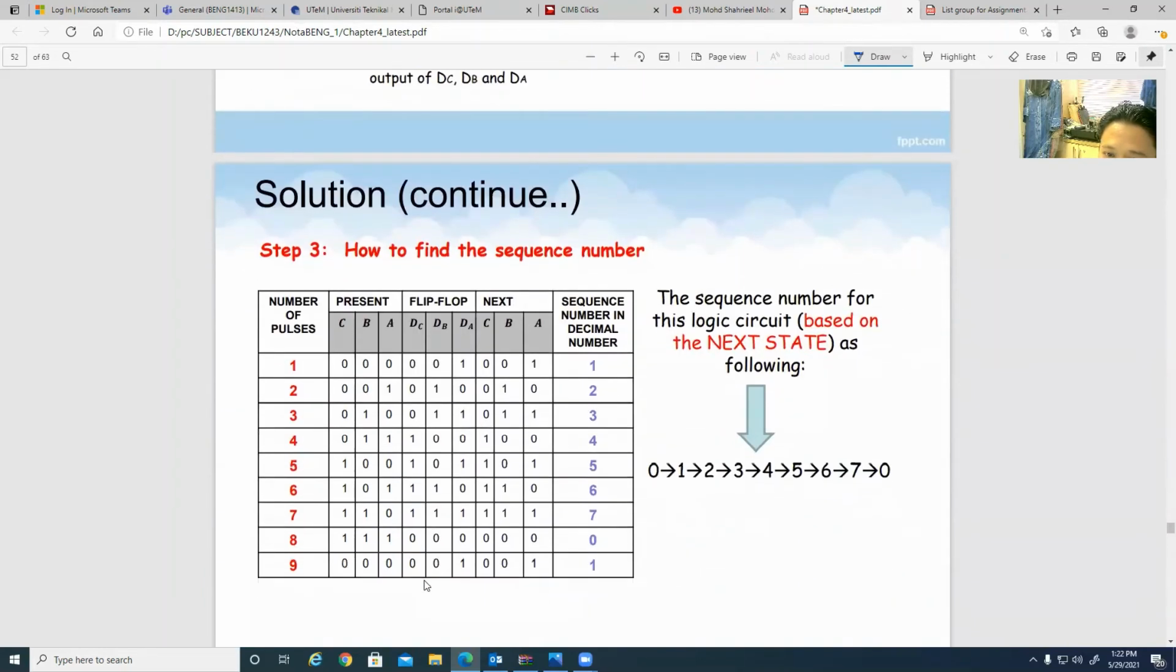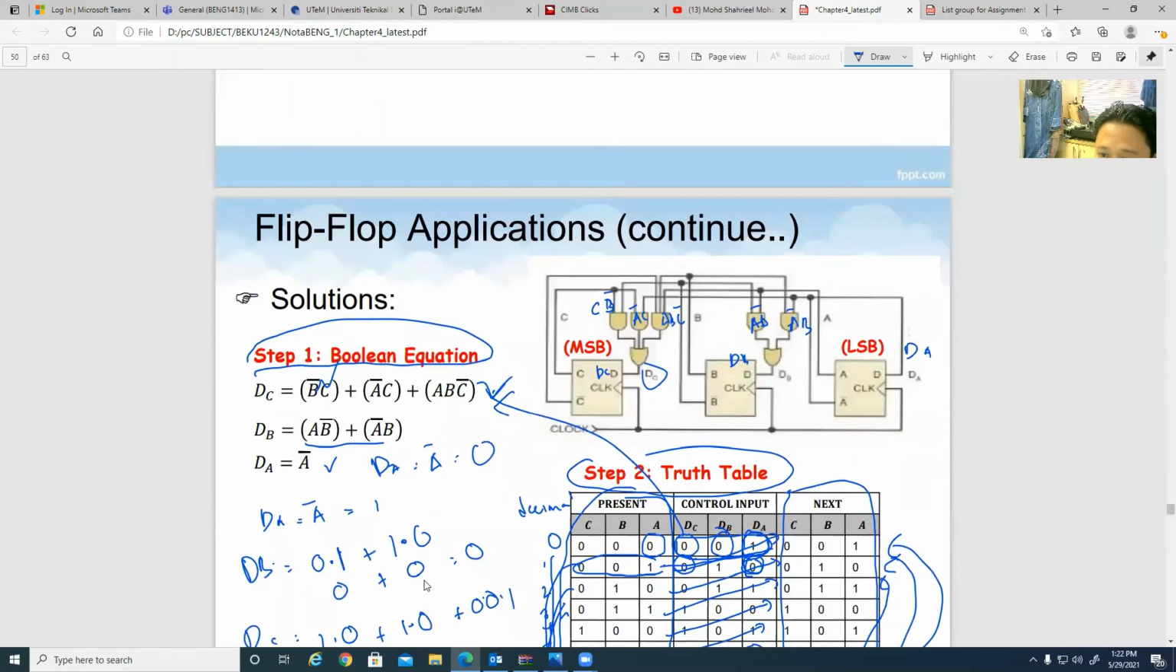Then after you get the complete sequence, you have to find the sequence number, 001, from 0 1 2 3 4 5 6 7. That is the sequence number for the logic circuit, from this circuit. This is what we call counting, counting from 0, 1, 2, until 7, and then repeat again, 0, 1, until 7, and repeat again. This is the circuit.